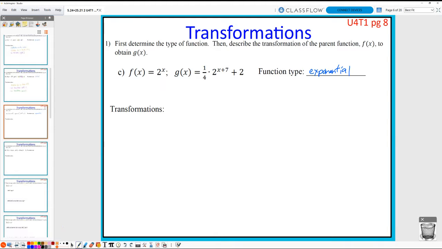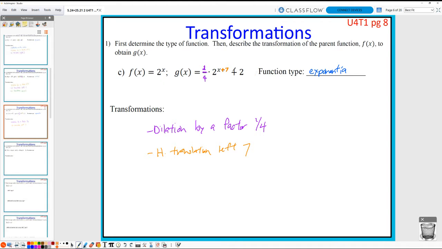Okay, so I don't know if that helps or not. I do hope that helps. But here I do have 1 over 4. This 1/4 is a dilation by a factor of 1/4. And as we said before, 2 to the x is here. This plus 7 is now part of my main function. So that is going to tell me I have a horizontal translation, left 7. And you can see it's part of the exponent, right? It's x plus 7 all in the exponent.